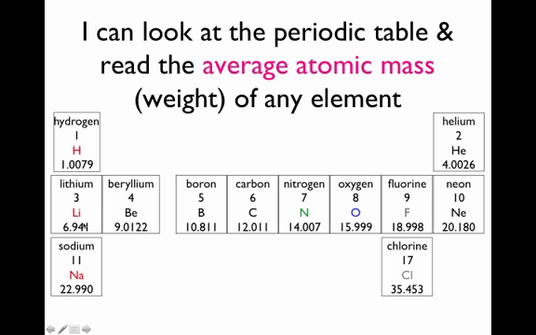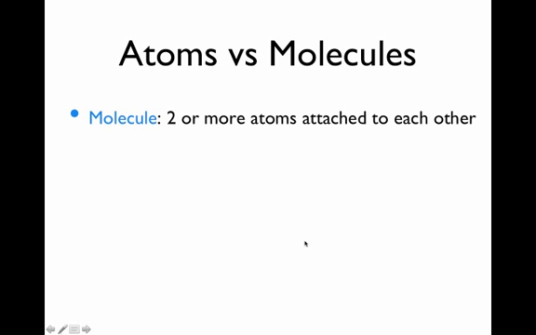Your average lithium atom has a mass of about 7 Daltons. Average nitrogen atom mass is about 14 Daltons. So nitrogen is about twice as heavy as lithium. Okay. The other part of the review, again, we talked about this last week. Molecule, our definition of molecule is 2 or more atoms that are attached to each other.